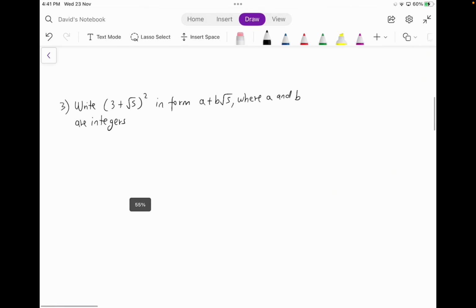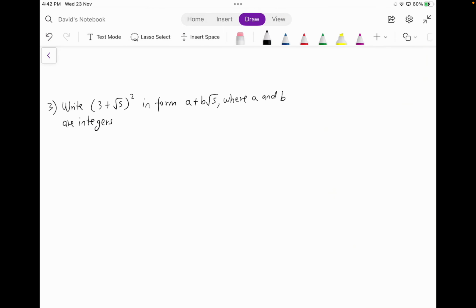Now, the next question is to write 3 plus square root 5, all squared, in the form a plus b square root 5, where a and b are integers.